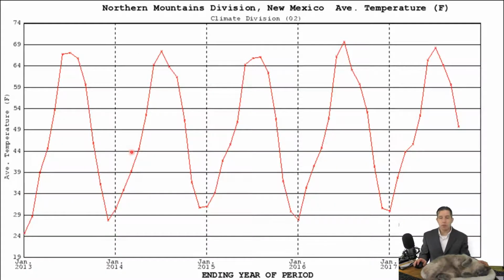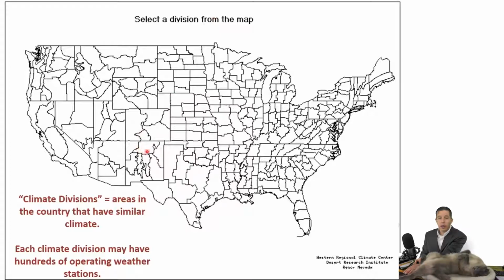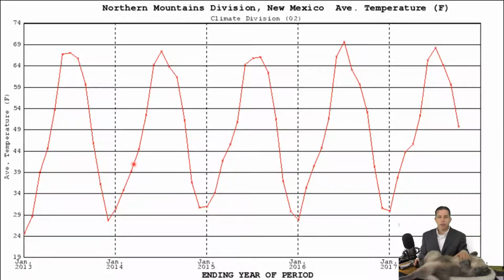Here's an example of a record that I pulled from a climate division called the Northern Mountains Division. If I go back here, this blob right here is the Northern Mountains Division. I've generated a series of these, and this is what you'll be doing on your project. Each one of these red dots represents a month of data from hundreds of weather stations across this whole region.